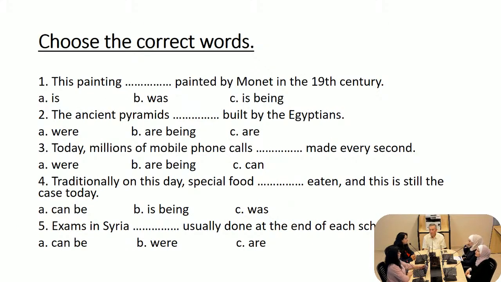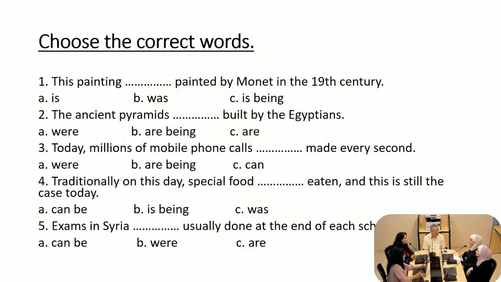Miss Najla. Yes. Now, dear student, it's a very important question in the exam. Choose the correct words. This painting, painted by Monet in the 19th century, and here we have three choices: is, was, and is being.